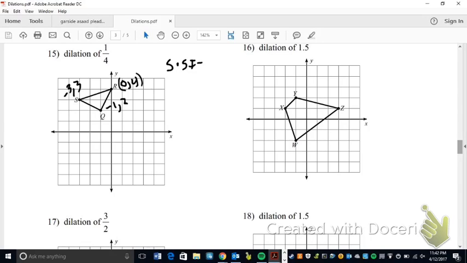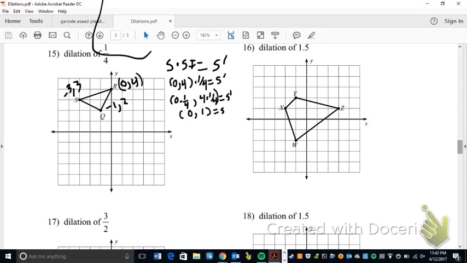So we know that, again, now this is actually R that I start off with, and I go back and I change it later. I'm sorry about that. But we have 0, 4. We're multiplying it by 1/4. Why? Because that's what we're told is the dilation factor. So we go 0, 4 times 1/4 equals R prime. So we go 0 times 1/4, 4 times 1/4 equals R prime. And so we get 0, 1 equals R prime.